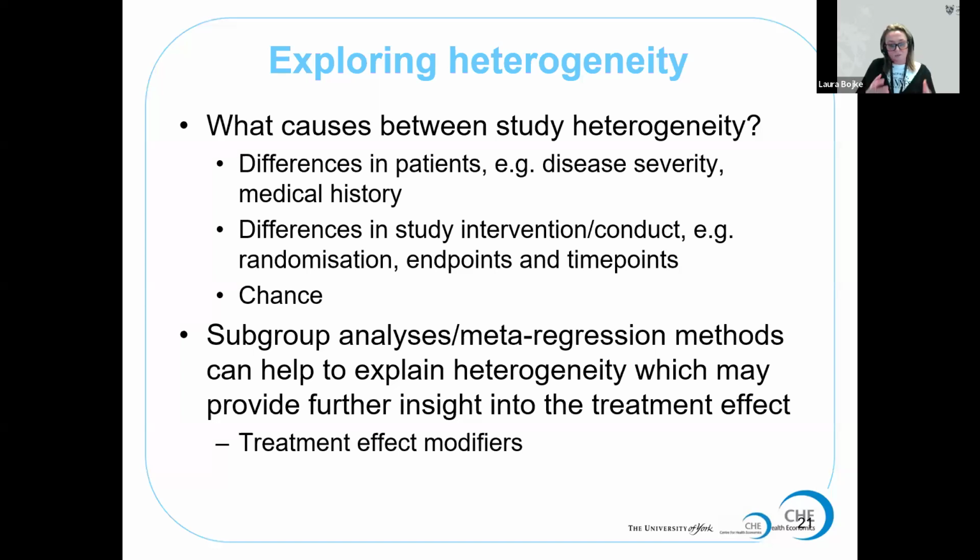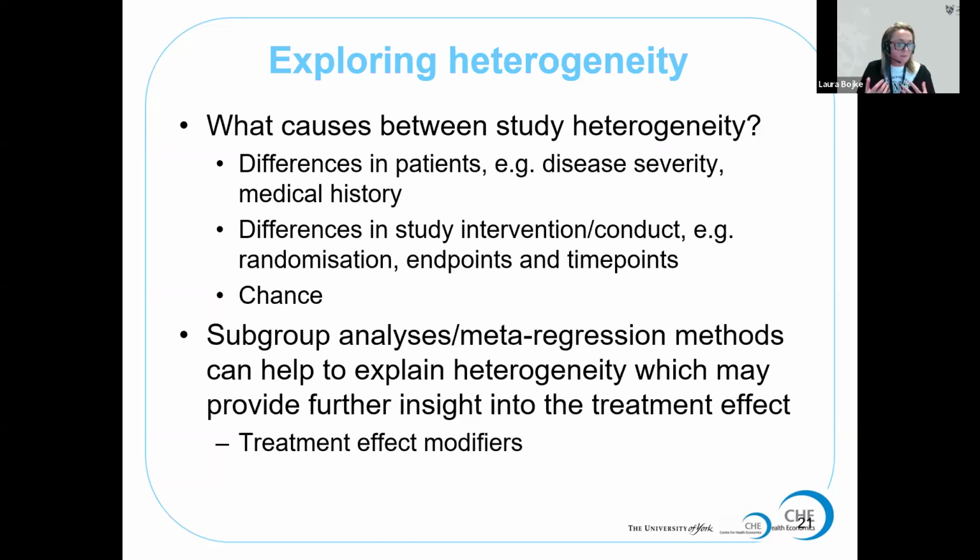As I said, a random effects model cannot explain heterogeneity, and so there is a real need for a qualitative assessment that goes alongside that quantitative estimation. In particular, there needs to be an exploration of what causes that between-study heterogeneity, because this has implications in terms of the robustness of that pooled estimate and its usefulness for decision making.